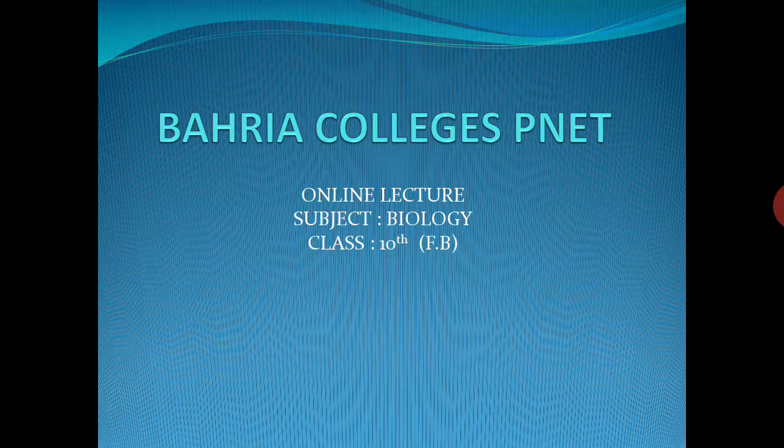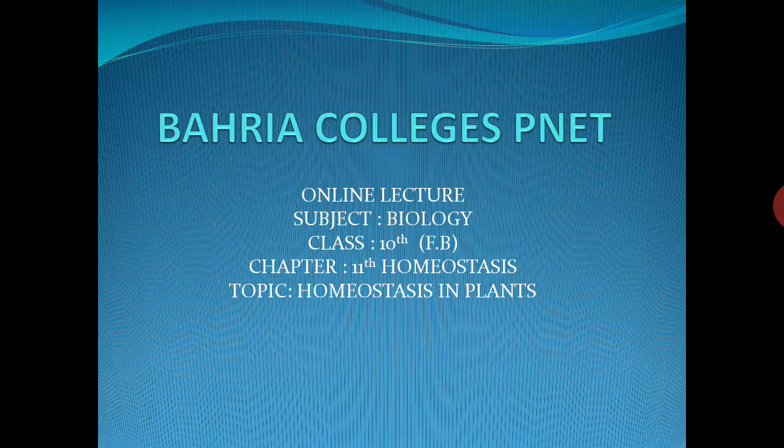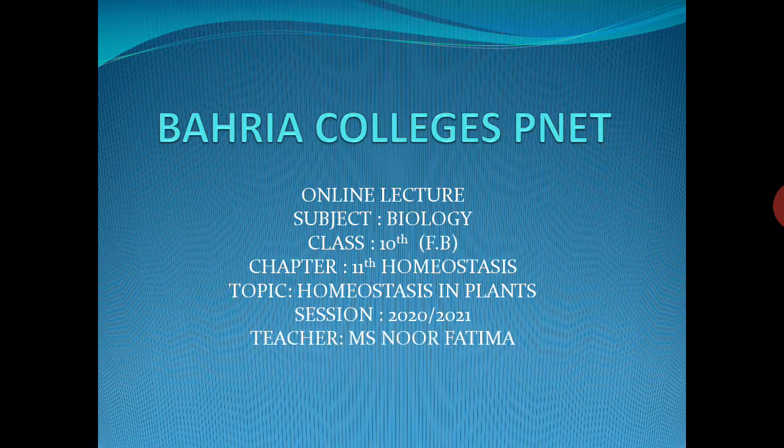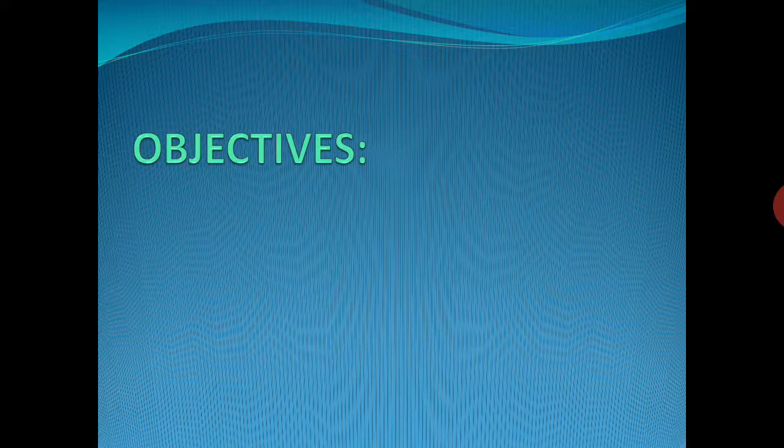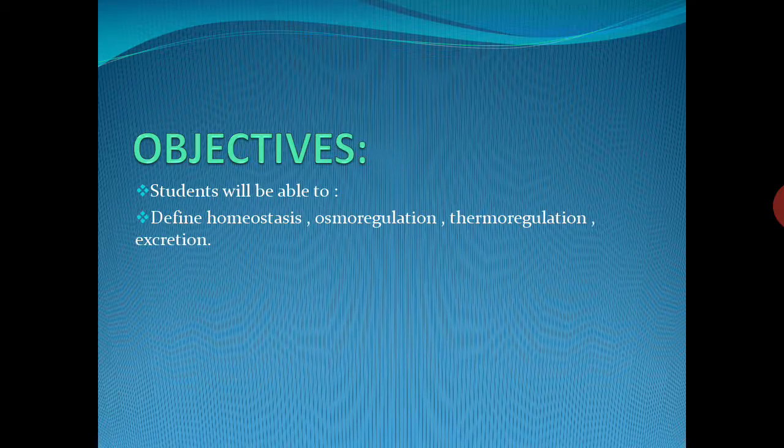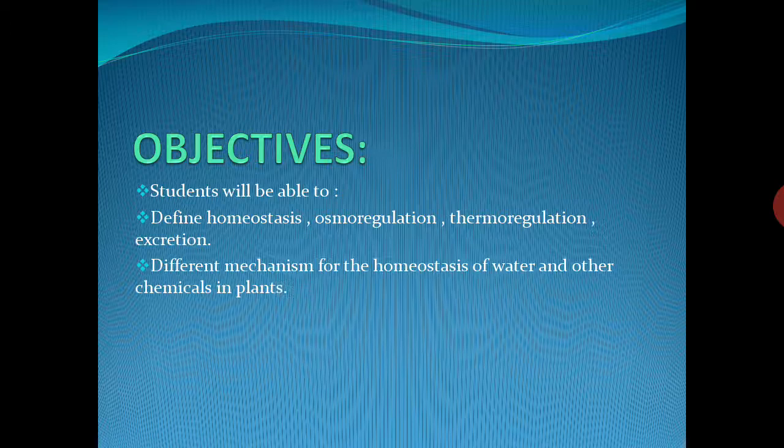10th class, subject biology, chapter number 11, homeostasis, and the topic is homeostasis in plants. Learning objectives: students will be able to define homeostasis, osmoregulation, thermoregulation, and excretion, and describe different mechanisms for the homeostasis of water and other chemicals in plants.